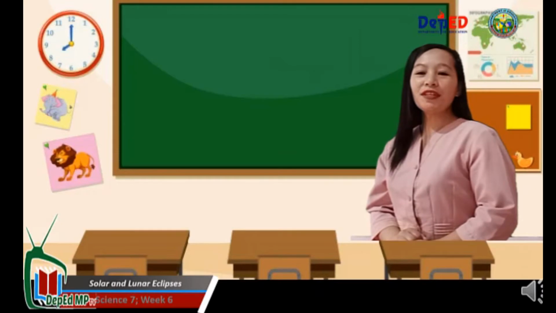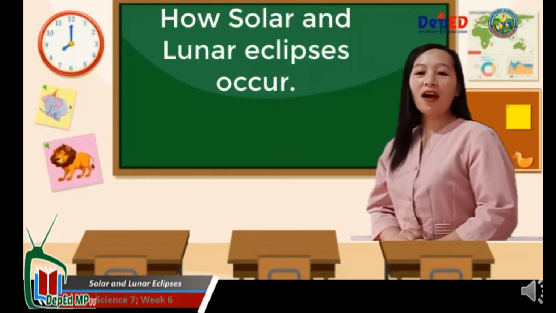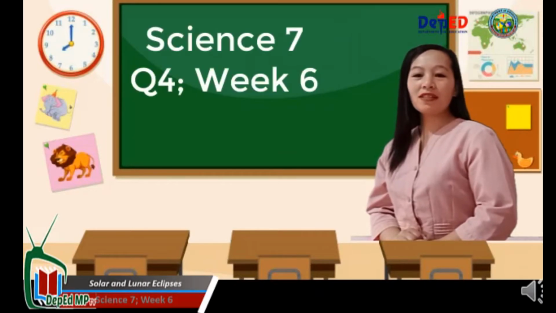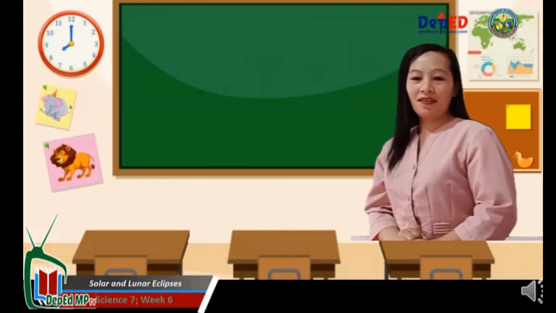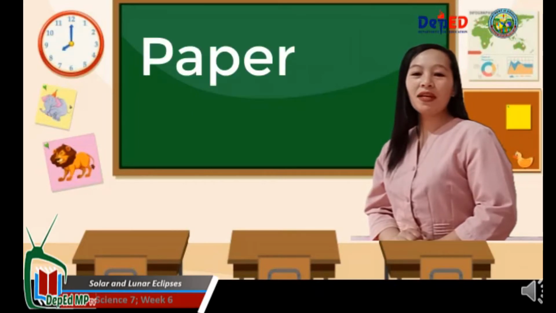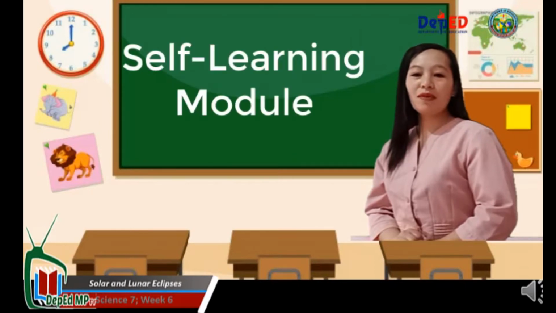Our lesson for today is about how solar and lunar eclipses occur. This module is for Science 7, Quarter 4, Week 6. I am Teacher Fe and I am your guide in this module. So, bring out your pen, your paper, and your self-learning module.